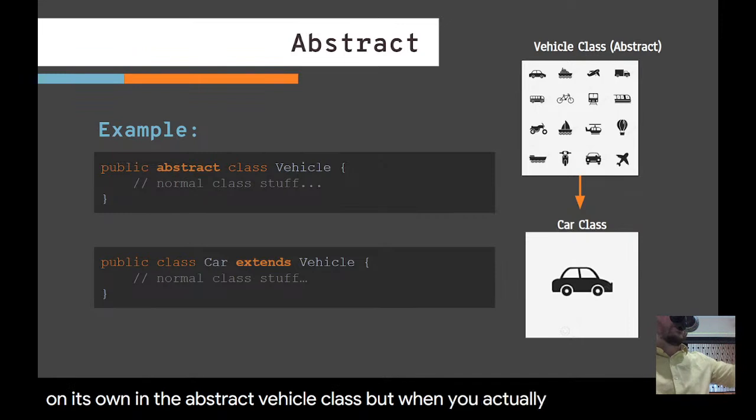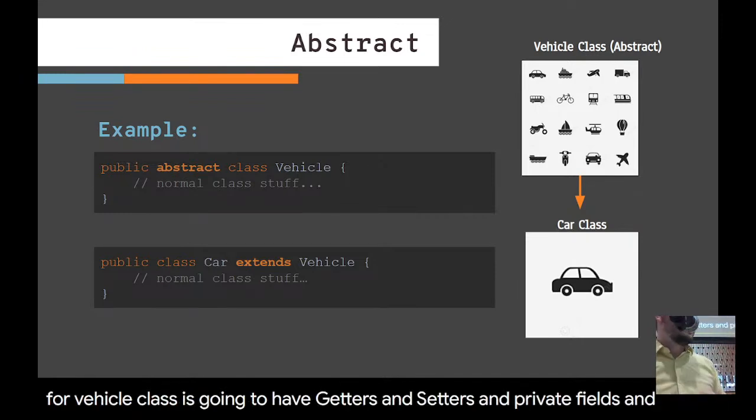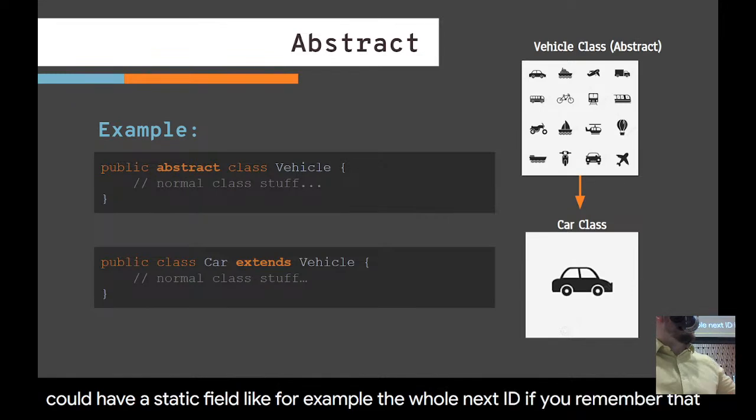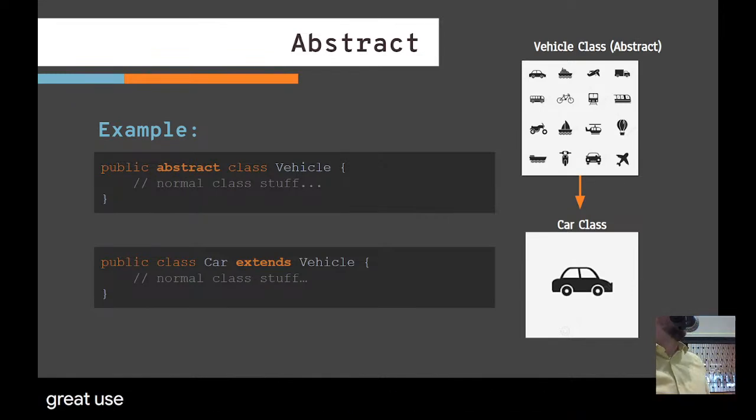But when you actually look at the syntax for a vehicle class, it's going to have getters and setters and private fields. And it could have a static field, like, for example, the whole next ID, if you remember that whole paradigm where we were incrementing IDs. An abstract field could be a great use case for that too. So they're going to look, in many cases, similar to any other class.